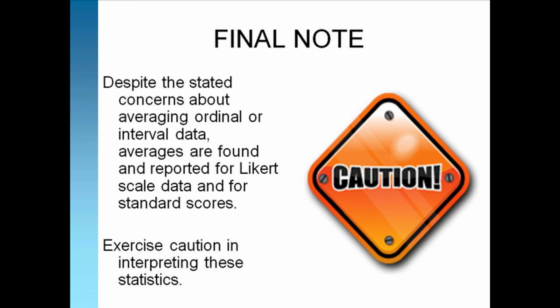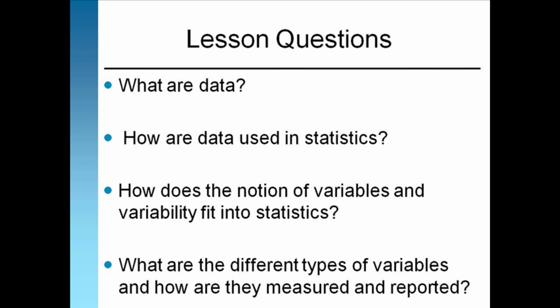Despite the stated concerns about averaging ordinal or interval data, averages are found and reported for Likert scale data and for standard scores. This is done with the assumption that the space between any 2 scores is the same. Exercise caution in interpreting these statistics.